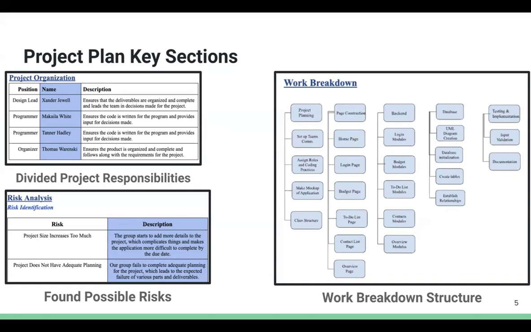We found possible risks. As you see right there, that's just a couple of the risks that we found. There were many more, but it was nice to see, if something goes wrong, what could we do to fix it? And then another thing that we created was a work breakdown structure. This is common in most projects. You'll see a WBS, as it's known, which shows you what kind of work you'll be doing throughout.